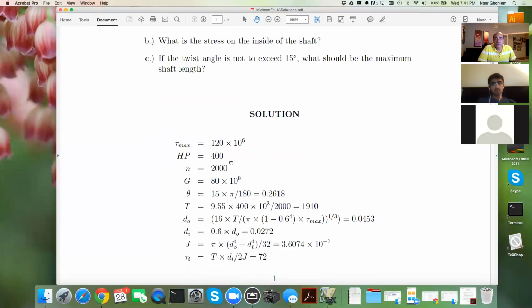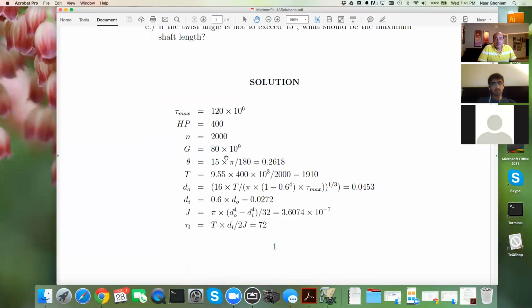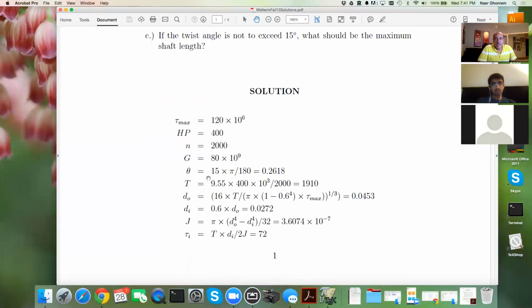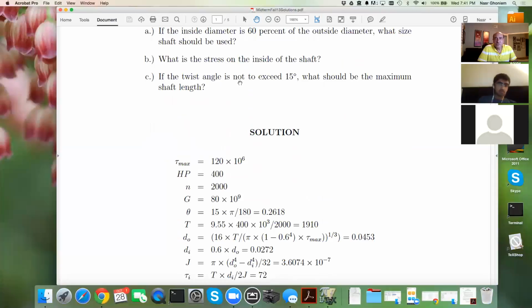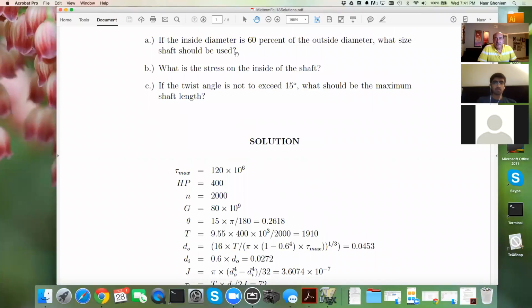The horsepower is 400, the RPM is 2000, and the shear modulus is 80 GPa. We make sure that the GPa is 10 to the power 9, and the allowable angle is 15 degrees. We make sure that we convert it to radians, so the twist angle is not to exceed 15 degrees, and we want to find the maximum shaft length. So this number C here has to wait until we solve for A, where A is the diameter, B is the stress, and C is the length.